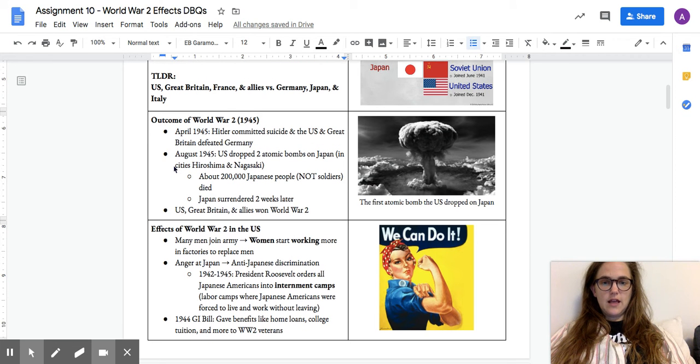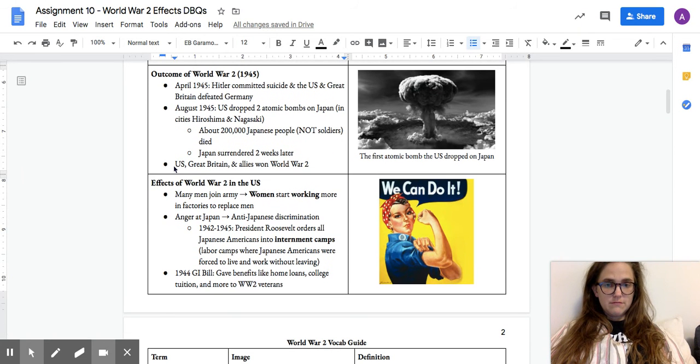And later that year in August, the United States, to really end the war with Japan, decided to drop 2 atomic bombs on Japan, or nuclear bombs, okay, in the cities Hiroshima and Nagasaki. In total, about 200,000 Japanese people died, not soldiers, just regular civilians, okay, and 2 weeks later, Japan surrendered to the United States. And so in the end, the United States, Great Britain, and their allies won World War II, okay? But what we're focusing on is more of the effects of World War II in the United States.